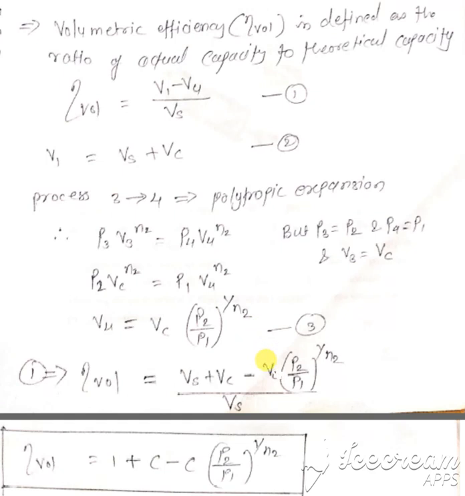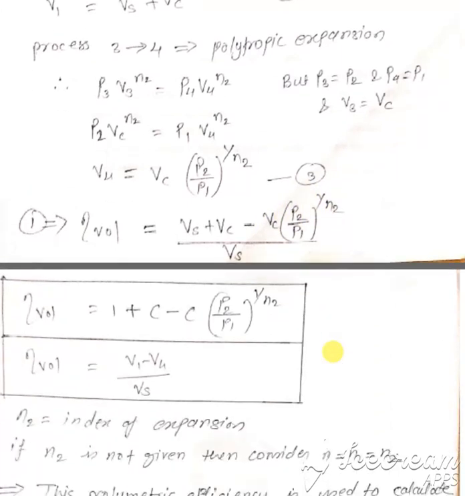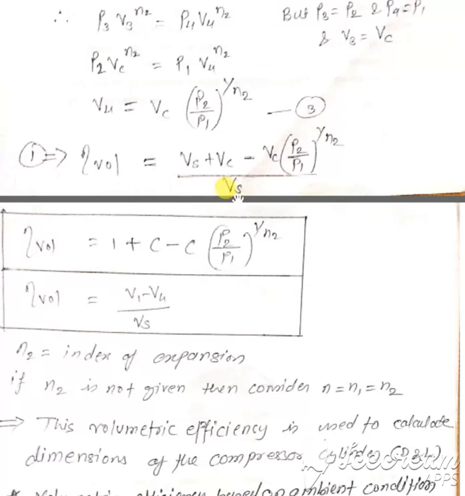Now, I will replace the values of V4 and V1 in equation number 1. Therefore, eta vol is equal to Vs plus Vc minus Vc, P2 by P1 raised to power 1 upon n2, divided by Vs. Dividing by Vs, Vs upon Vs is 1, and Vc upon Vs is C. Therefore, the equation of volumetric efficiency will be eta vol is equal to 1 plus C minus C, P2 by P1 raised to power 1 by n2.